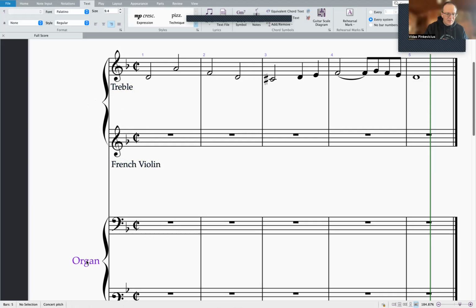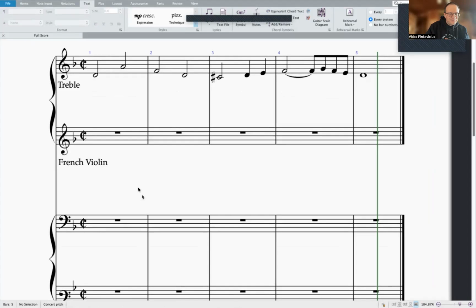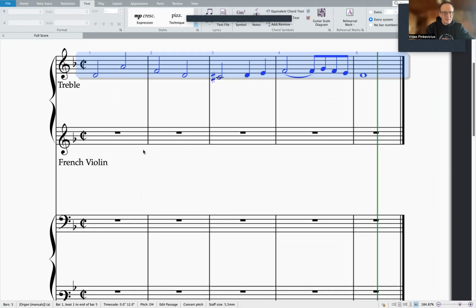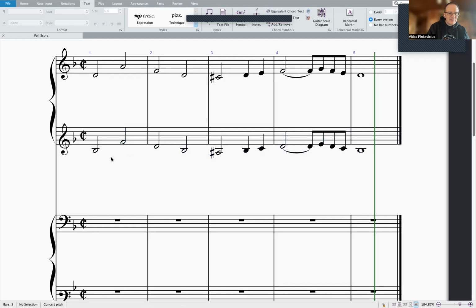We don't need this organ. French violin. What happens if we write the same melody? Copy and paste. Same melody pasted on another clef. Here are the notes. It's still D, because on the first line is G, on the first ledger line is E, and below it is D. It starts from D.